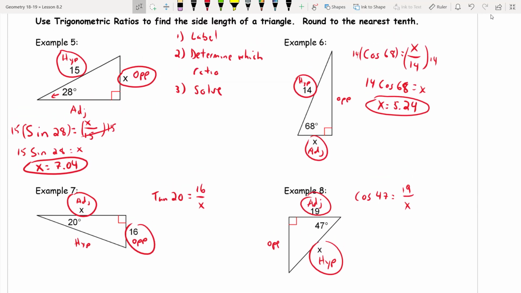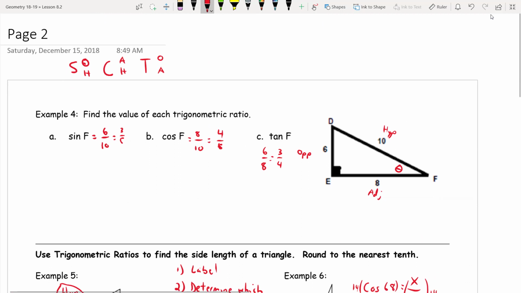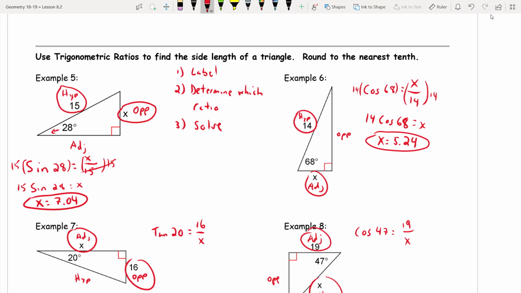Okay, welcome back in. So I solved example 6, and I wanted to just step through 7 and 8. I realized that I jumped the gun there, letting you try to do those without first explaining it. So looking at example 6, I labeled, and I had information at adjacent and hypotenuse. The only ratio that uses adjacent and hypotenuse is cosine. So I set up my cosine of 68 equals my adjacent side over my hypotenuse, and then I multiplied both sides by 14. I multiplied by the denominator, just like I did in the first one. And getting to 14 cosine 68, I just went to the calculator and got 5.24.